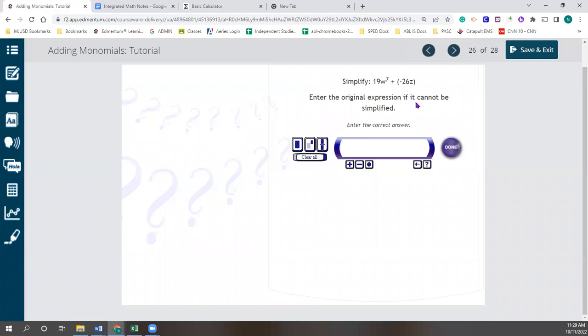Enter the original expression if it cannot be simplified. 19W7 plus negative 26Z. Uh-oh. Z and W are not the same, so it cannot be simplified. So then I need to do 19W exponent 7 plus parentheses, might have to hit shift, and then minus 26.